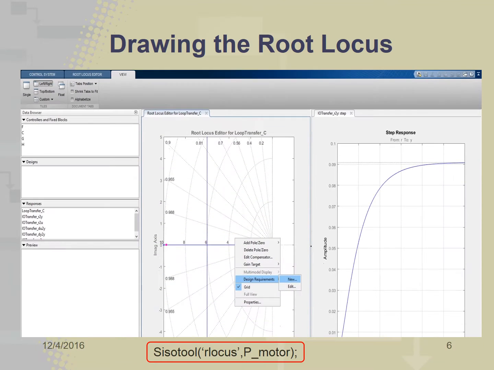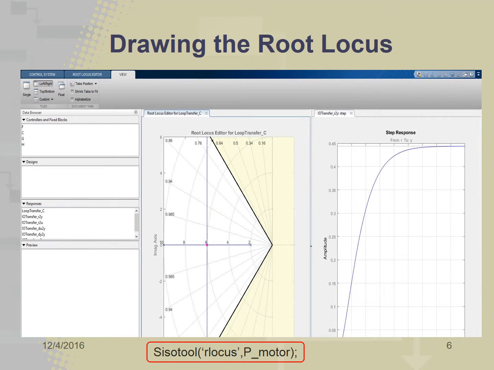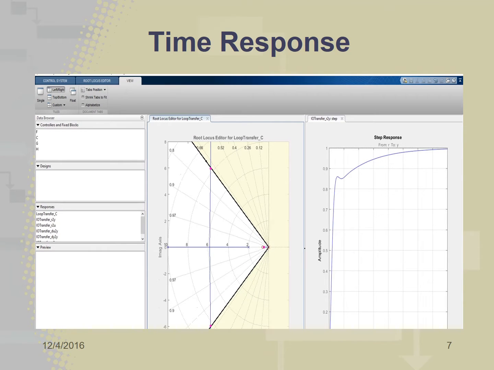Next, I adjusted my percent overshoot to less than 5%. Notice the change in the graphs. After finding your real zero, edit your compensator. To improve the time response of the system, the compensator gain is increased as shown.